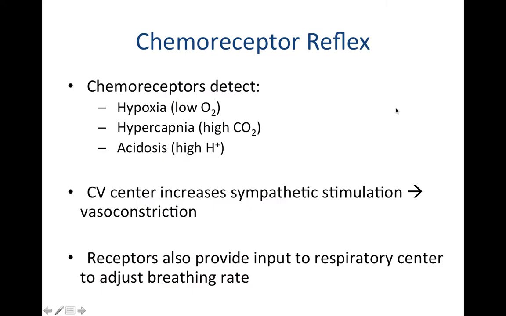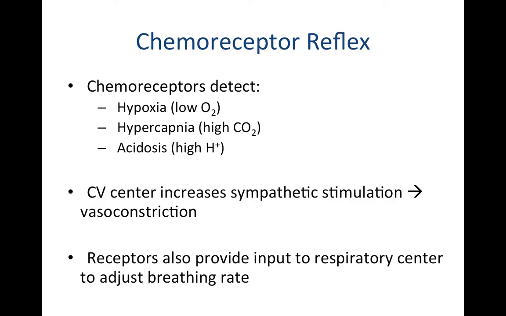The chemoreceptor reflex also works very quickly. It detects a couple of different chemicals in your blood. It detects hypoxia, which is low oxygen levels. It detects if you have hypercapnia, which is high carbon dioxide levels. And it also detects blood pH. And acidosis is if you have a very low pH or a high amount of hydrogen ions in your blood.